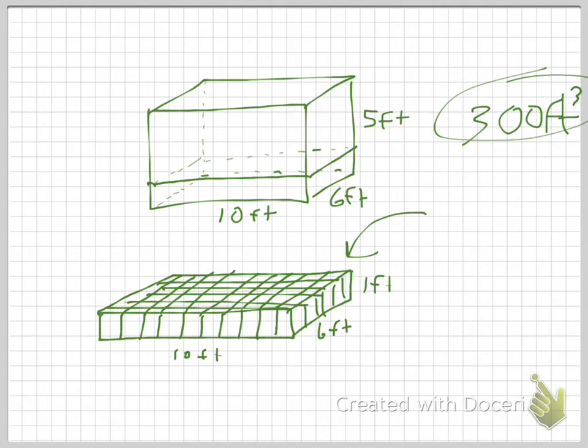Notice that I wrote cubic. That 3 means cubic, it means cubes, right? It means 1 by 1 by 1. That's how you say volume.